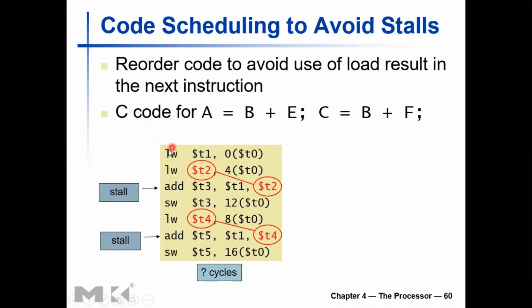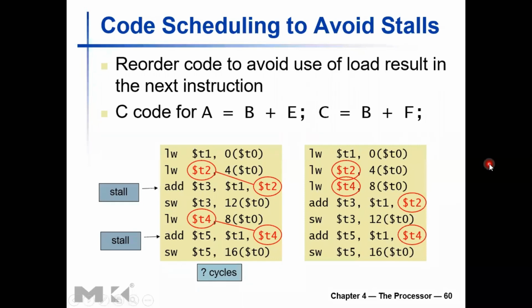Load word, add, store word, load word, add, store word. So 1, 2, 3, 4, 5, 6, 7 instructions all together, plus 2 unavoidable stalls because of these two load use data hazards. Then 9 clock cycles altogether, right? We are spending 9 clock cycles for these two statements.